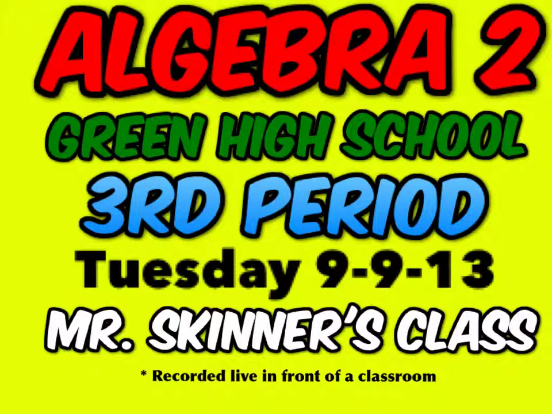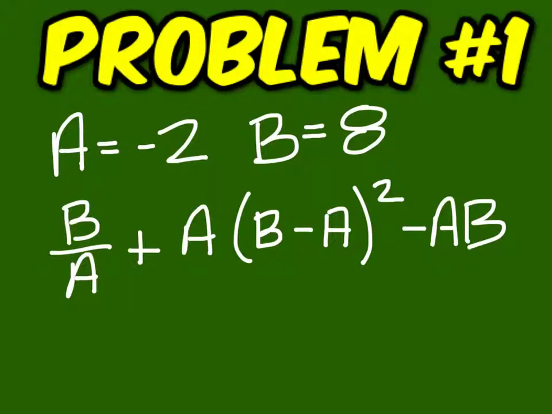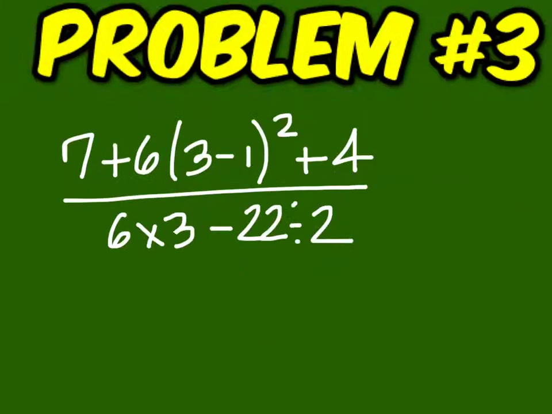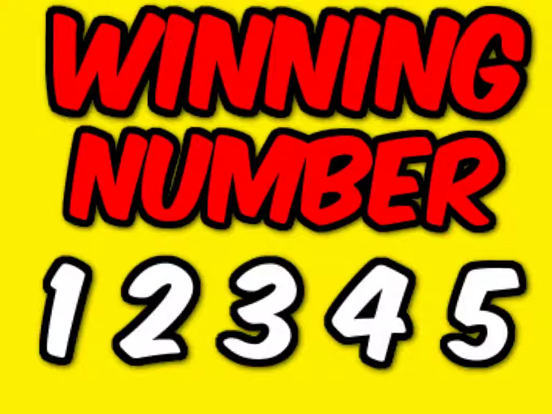We always do all of these things. The answer should be a negative 188. The answer for that one should be 11. Alright, the answer should be 5 on this one. The winning number is 1.